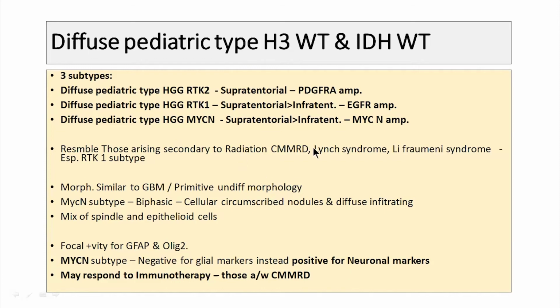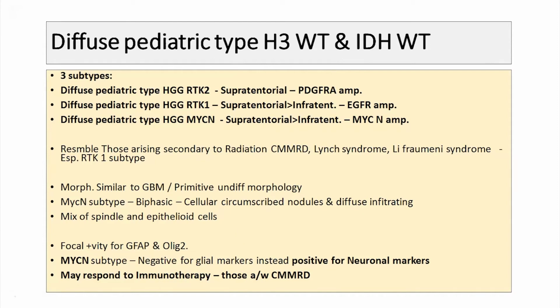Because they are also showing mismatch repair deficiency, there may be some response to immunotherapy as well. So, these are again very rare tumors. One must be aware that the other types are positive for GFAP or OLIG2, but the MYCN subtype is negative for GFAP and OLIG2.